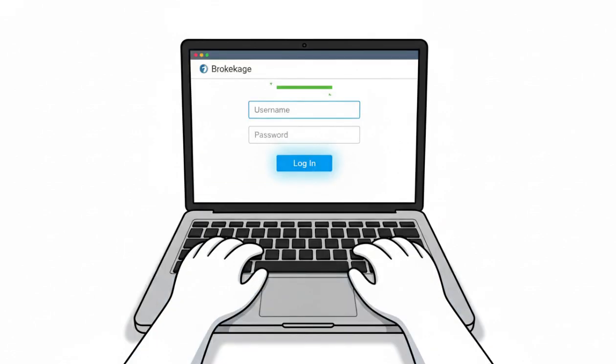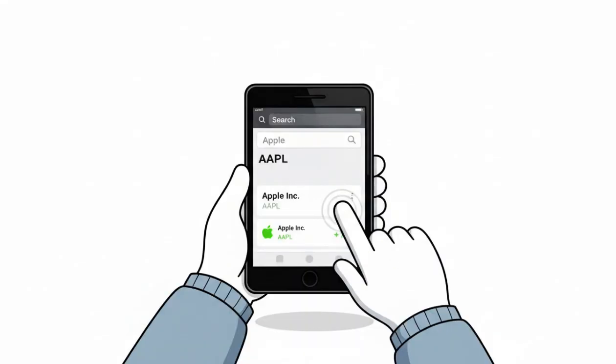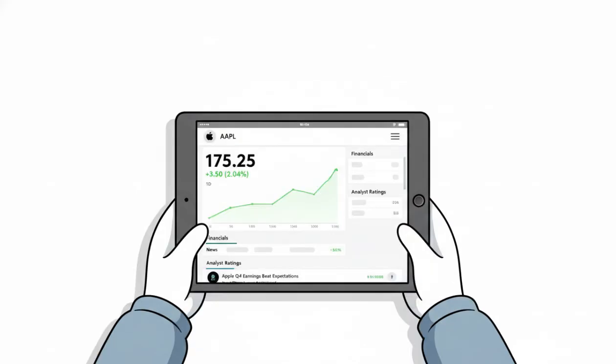Now comes the practical part. Log into your brokerage platform. At the top, you will see a search bar. Type Apple or the ticker symbol AAPL. Click on Apple Incorporated and you will see its stock page. This page shows the current price, daily change, charts, company profile, financial data, and news.